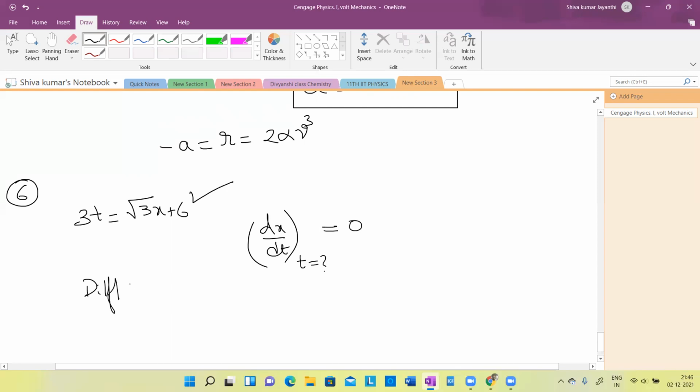Differentiate with respect to time on both sides. What are you going to get? 3 dt by dt is equal to root 3 and root x. Root 3 into x or root 3 root x? That we don't know, the printing is not so clear actually. Is it root 3 into root x? Because I considered it as the whole of root 3x, and I got the correct answer.